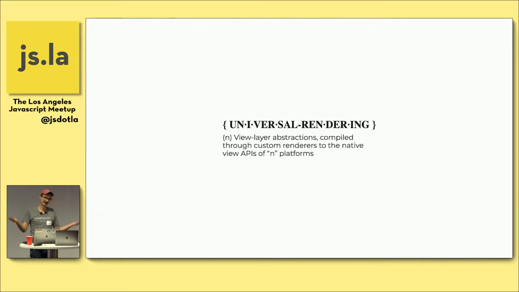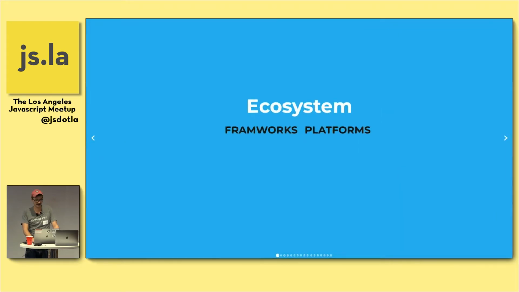So what is it? It's view layer abstractions compiled through custom renderers to the native view APIs of end platforms. I mean, fundamentally, it's just an abstraction, right? And then you resolve it to platforms, right? So not too outlandish an idea. Pretty complicated in practice. We'll get into it.